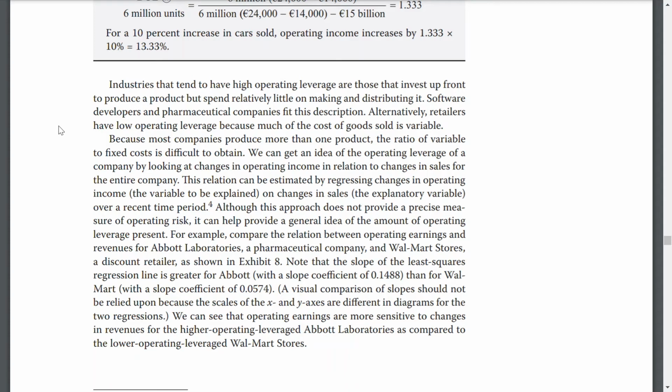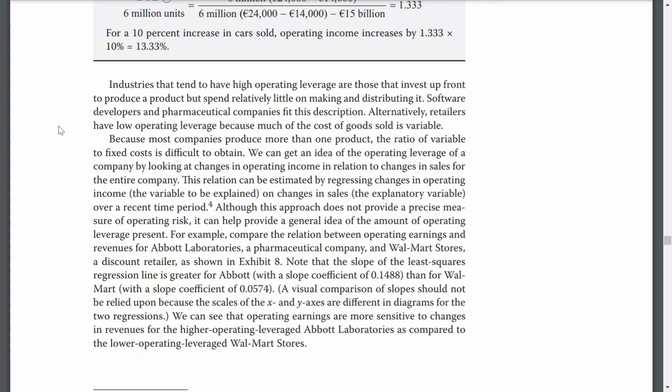We can get an idea of the operating leverage of a company by looking at changes in operating income in relation to changes in sales for the entire company. This relation can be estimated by regressing changes in operating income on changes in sales over a recent time period. Although this approach does not provide a precise measure of operating risk, it can help provide a general idea of the amount of operating leverage present.